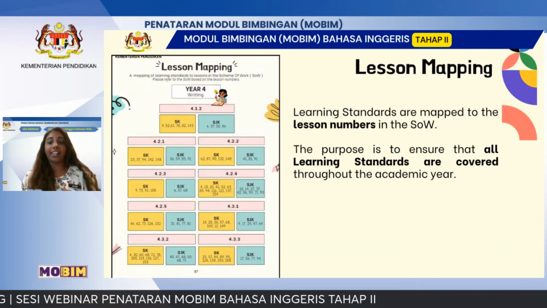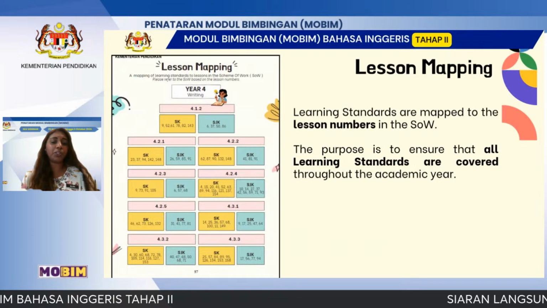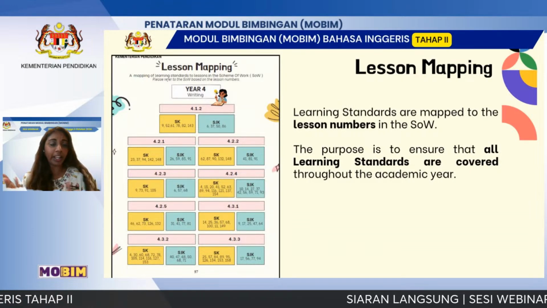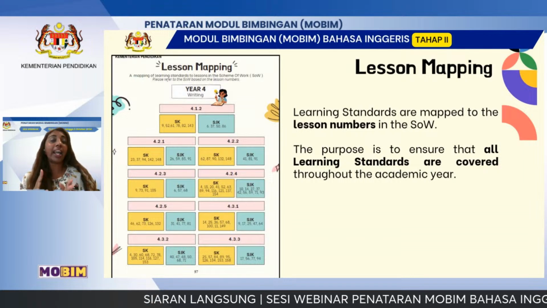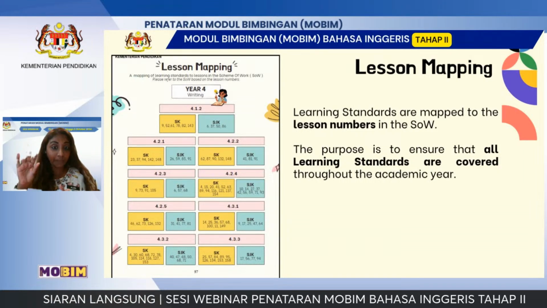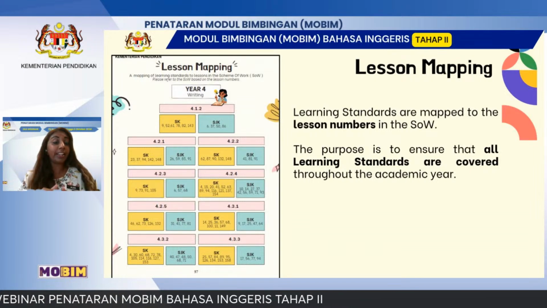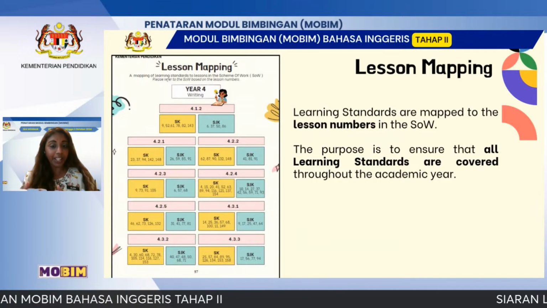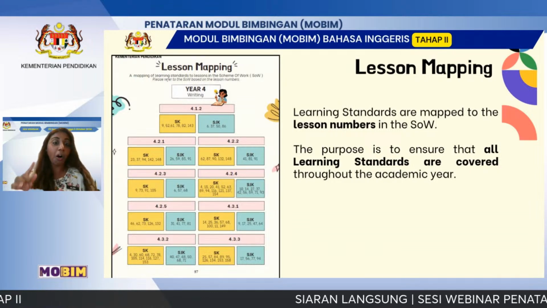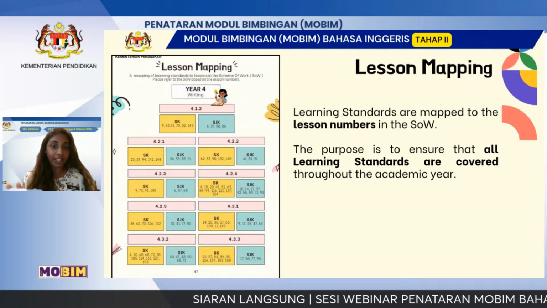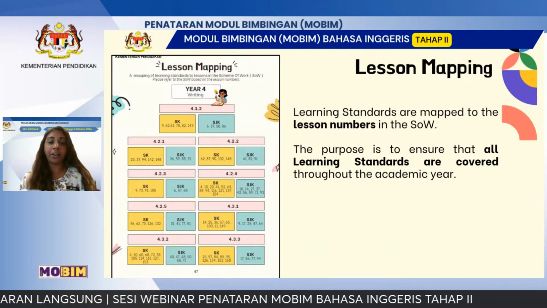The content then progresses to lesson mapping. What is lesson mapping and why do we need it? Lesson mapping maps the lesson numbers in the scheme of work to the learning standards for each respective year. The purpose of lesson mapping is to ensure that all learning standards are addressed within the specific year. Let's look at the example here on the slide.